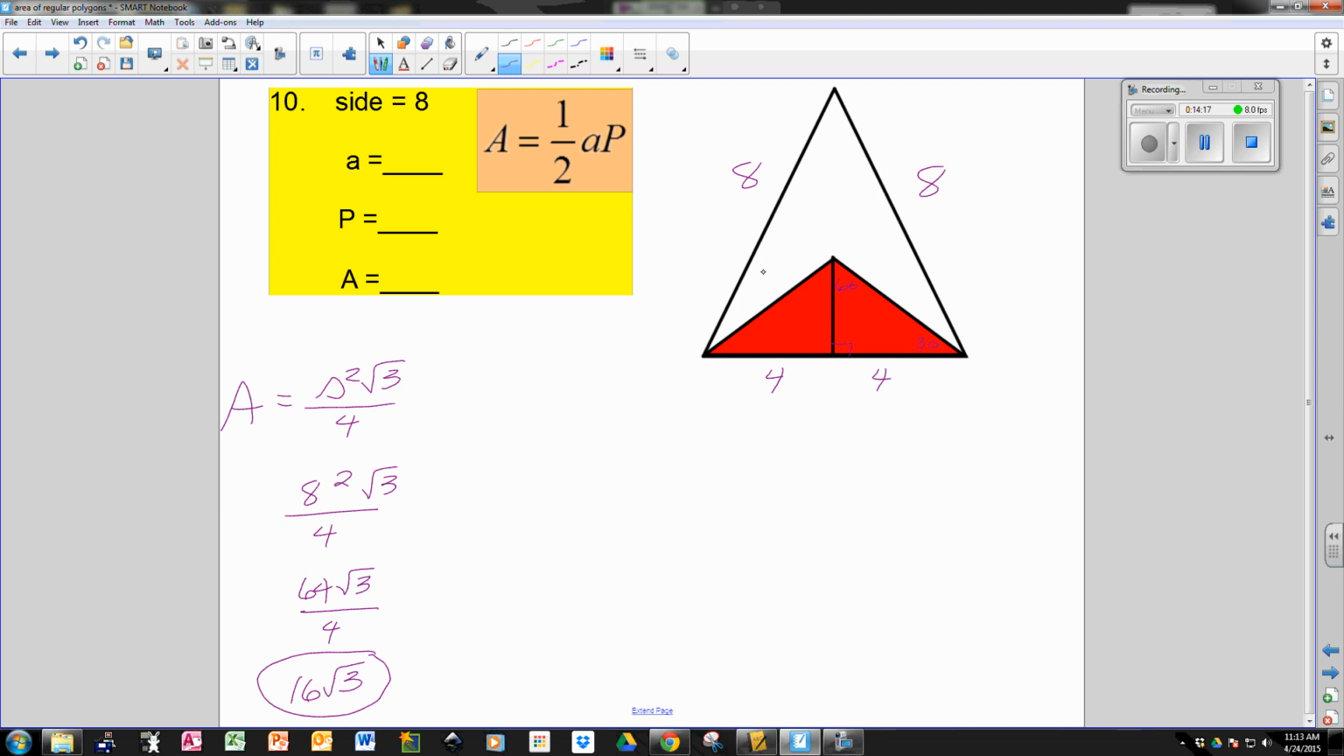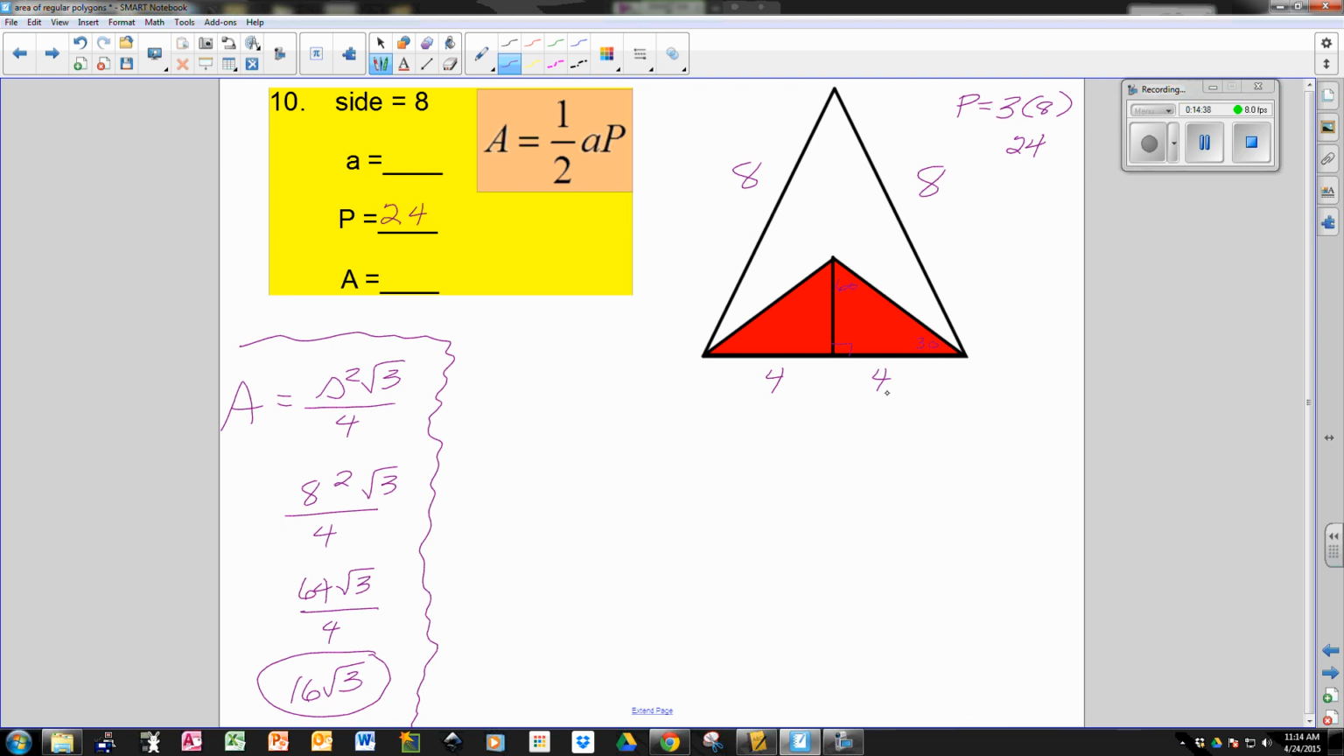The perimeter is 3 sides at 8 each. So 3 times 8 is 24. So I know my perimeter is 24. So I do need the apothem to use this formula here. Because remember, we're going to check it against what we found here. So we know this is going to be our answer.